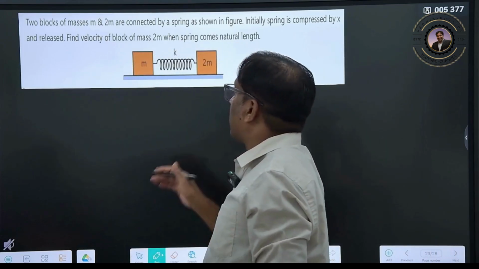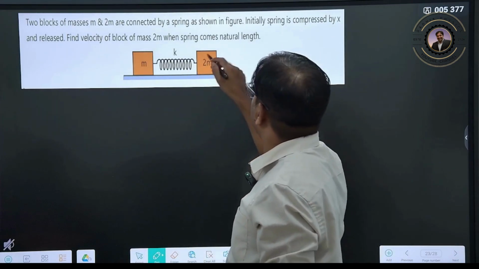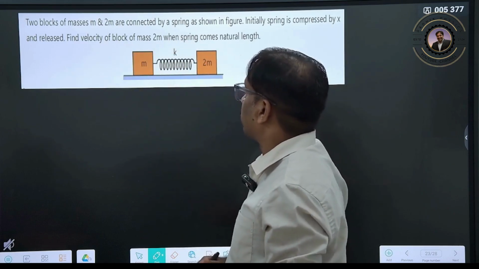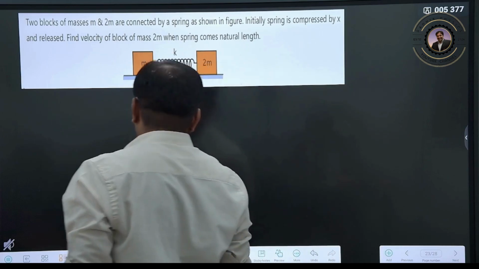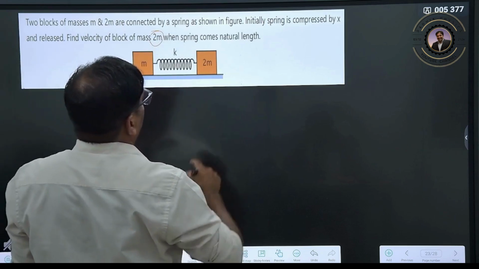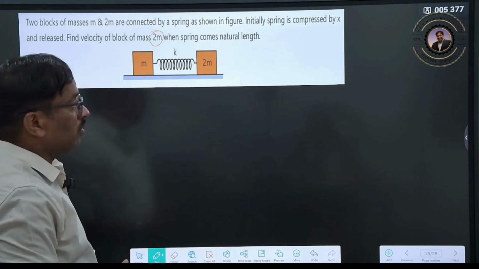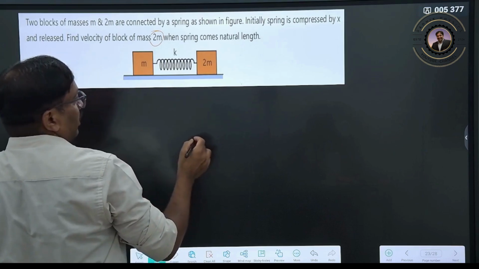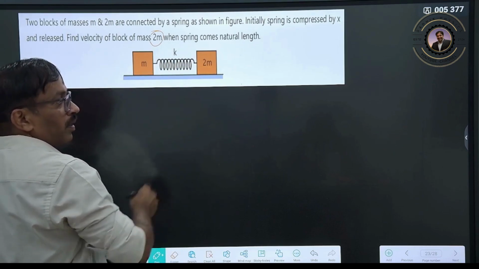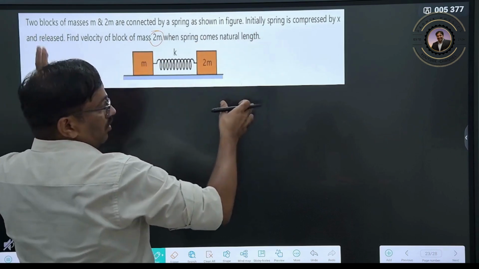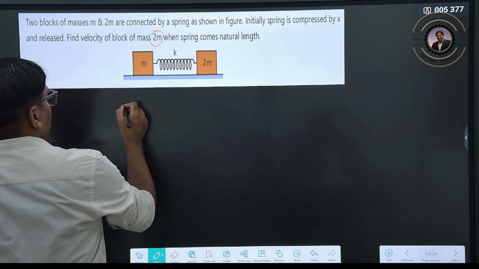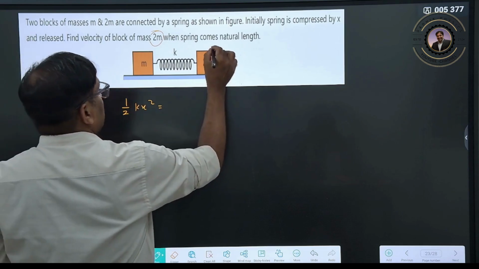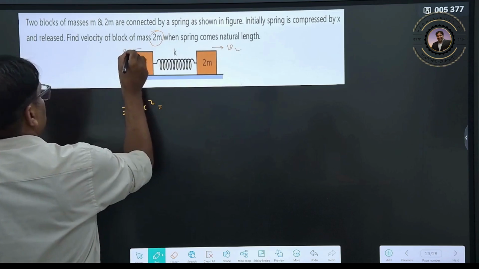Here two blocks of mass m and 2m are connected by a spring. Initially the spring is compressed by x and released. We want to calculate the velocity of the second mass when the spring comes to its natural length. When it is compressed, energy is stored. If it is released, this one will go with one speed and this one with another speed. Initially the energy was 1/2 k x square. Suppose this goes with speed v2 and this goes with speed v1.